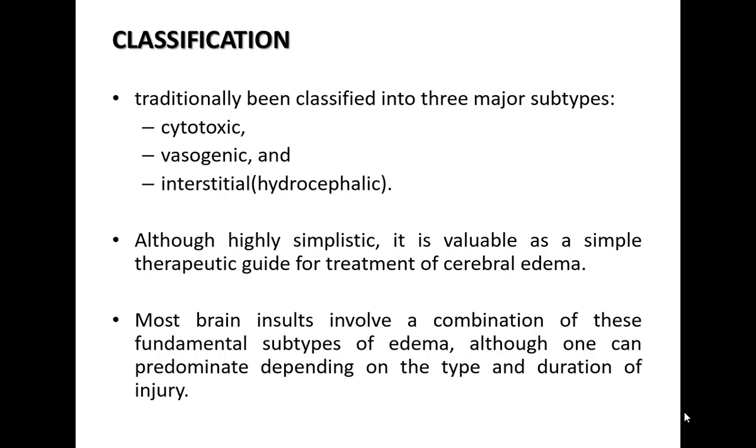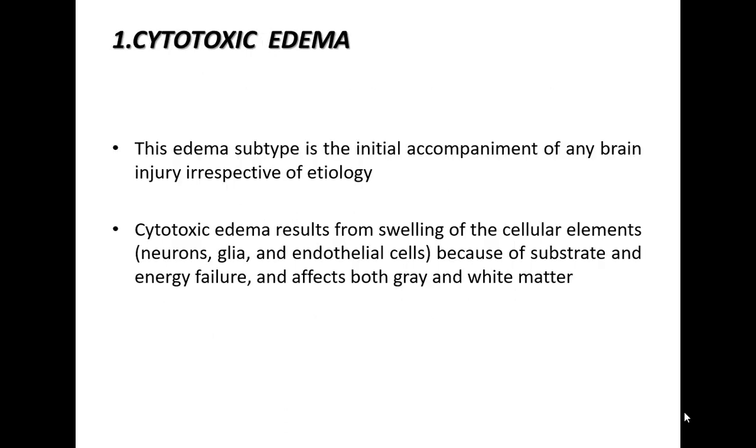So traditionally it's been classified into three major subtypes: cytotoxic, vasogenic and interstitial. Why are the subtypes important? They are important because the etiology is different, and also the treatment is slightly different. Although highly simplistic, it is valuable as a simple therapeutic guide for treatment of cerebral edema, and most brain insults involve a combination of these fundamental subtypes, although one can predominate over the other.